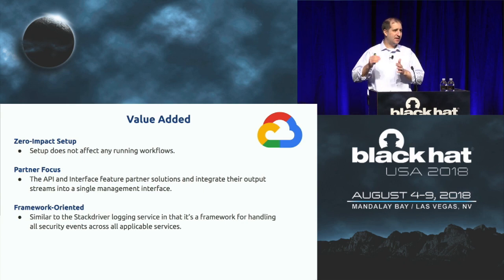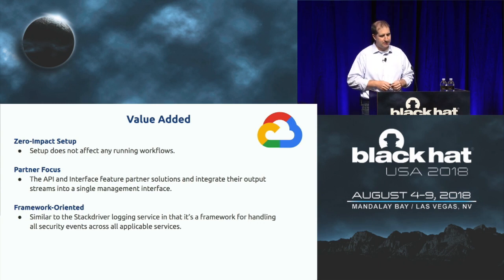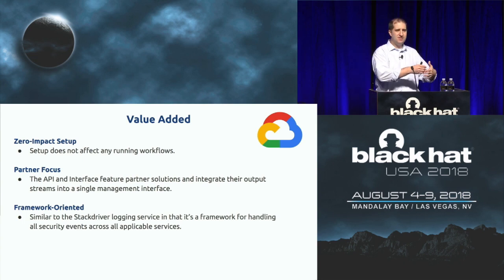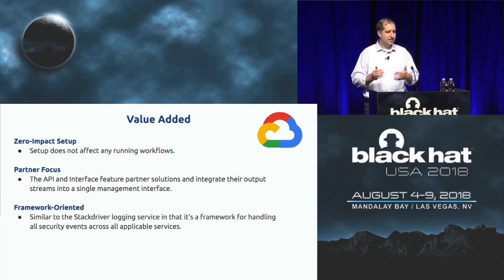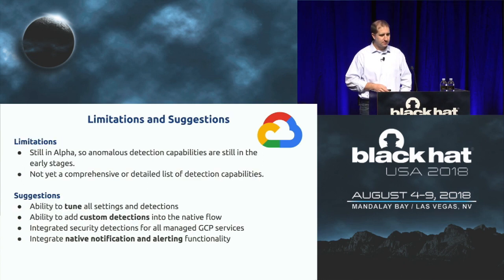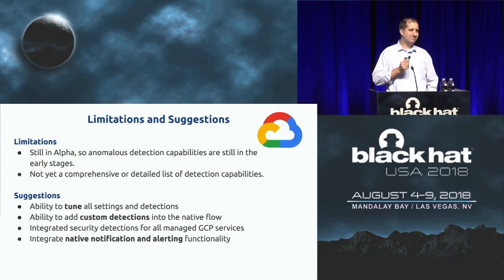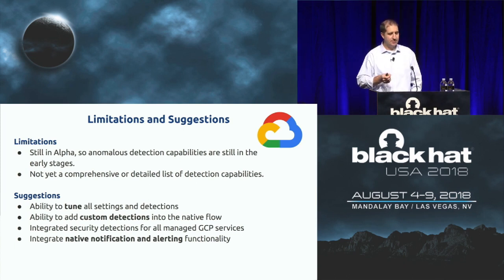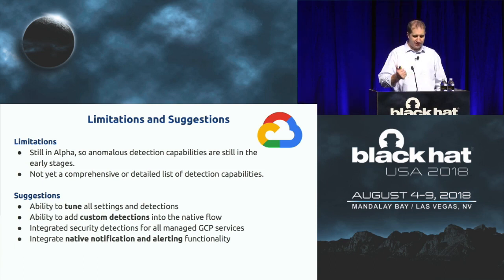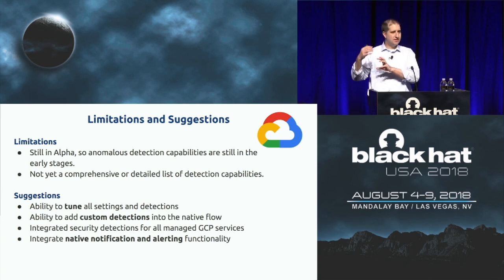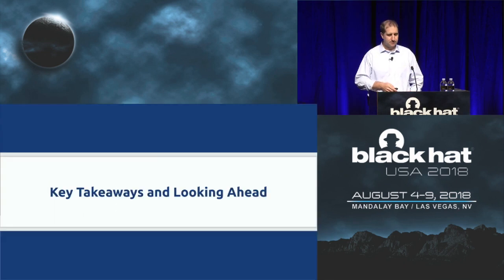In other words, in that main findings dashboard, your partners that are integrated are right there. You don't have to go to a separate UI or do anything like that. And if you're familiar with Stackdriver for how Google Cloud pulls in logs and metrics, it's a similar framework style for security events. So that's kind of the same parallel. So it's very framework oriented. Again, not just because it's not released yet, it's still an alpha, and they don't have a really comprehensive detection list or capability set. By that as well, the same things for all three: tunability, customization, and native notification and alerting. There's actually a separate component that you need to integrate to be able to do the native alerting.